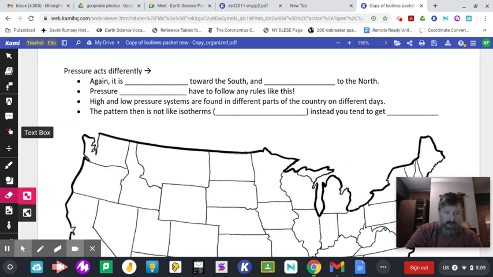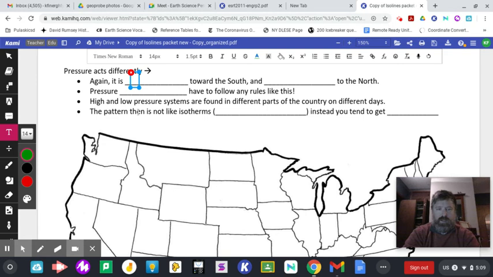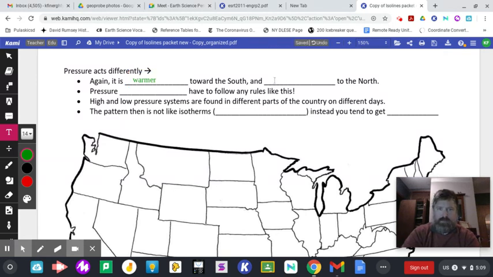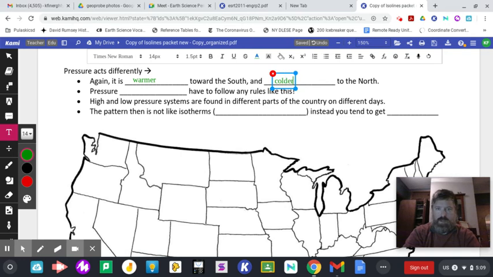Okay, pressure though doesn't follow those rules. Pressure doesn't have to follow those rules. So again, it's warmer towards the south and colder to the north.